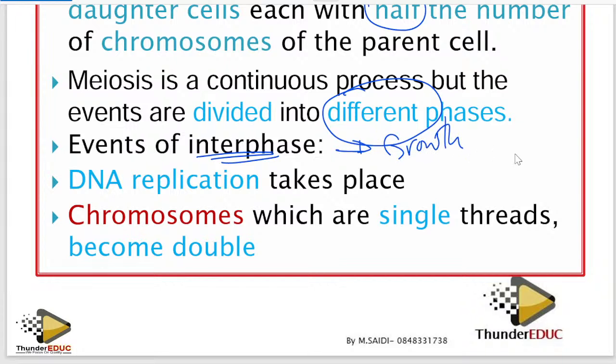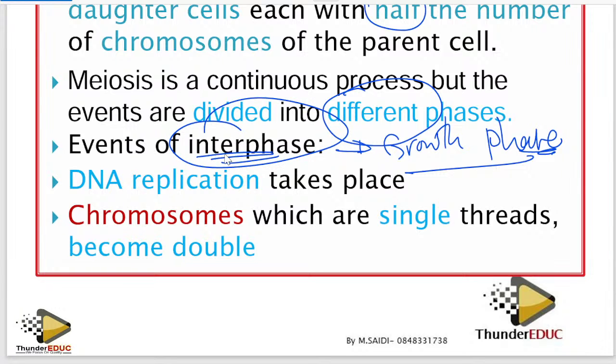Why is it a growth phase? It's like when your mother gave birth to you, you didn't give birth immediately. You were given time to grow. That growth time is what is called interphase in these cells. So when the cell is ready to divide, it means that interphase has ended. There are some things which occur in interphase, and number one is DNA replication, which takes place.